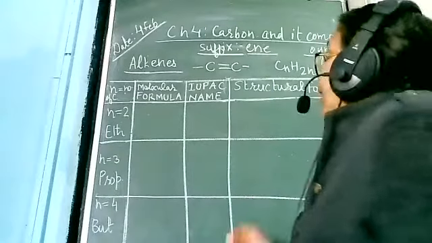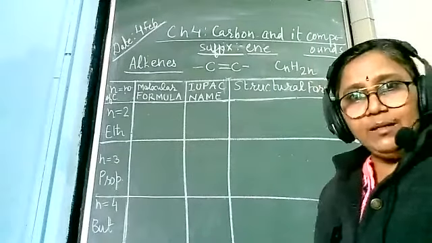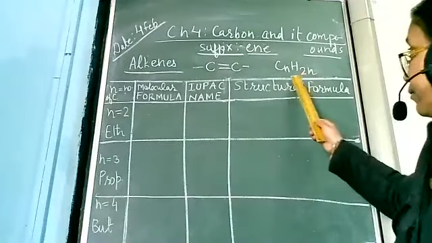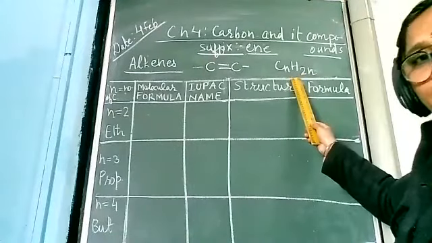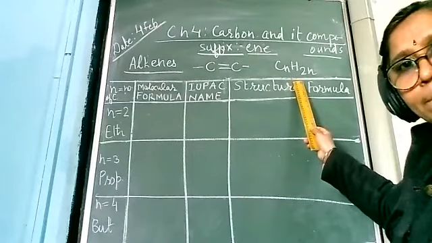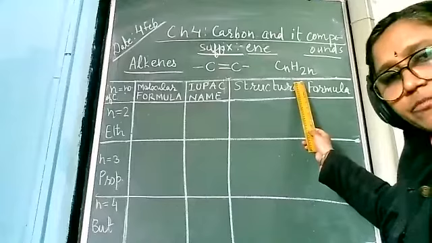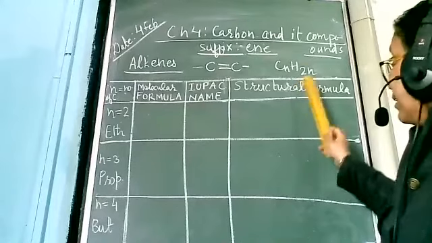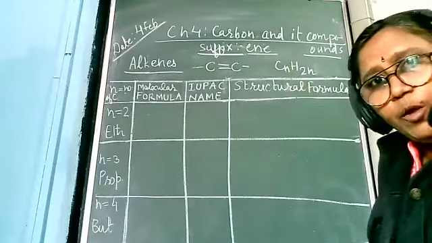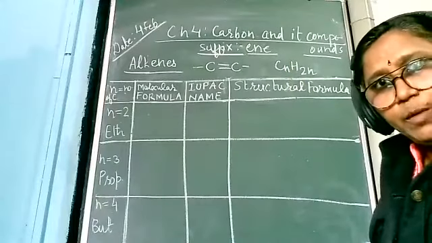So first, the general formula. What is the general formula for it? CnH2n, where n is the number of carbon atoms. Very good. So that means जितने कार्बन होंगे उसके डबल हाइड्रोजन होंगे. सिंपल सा फॉर्मूला है.